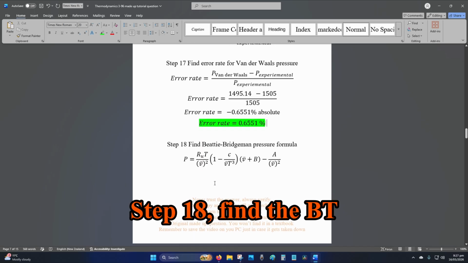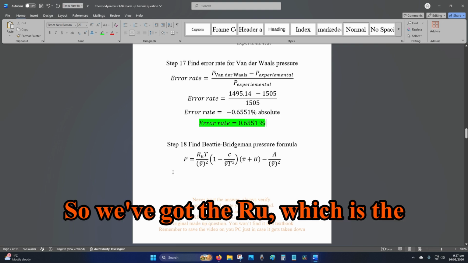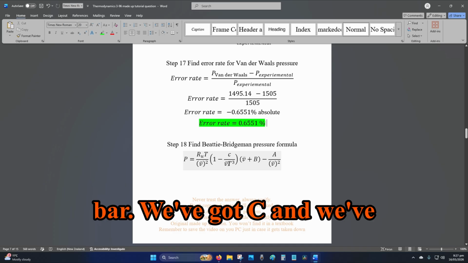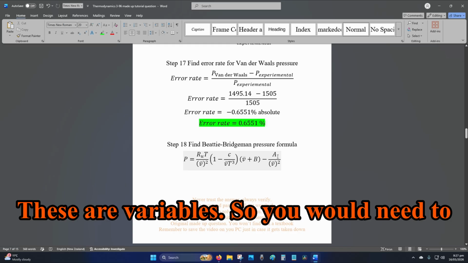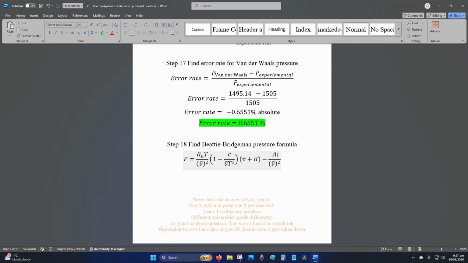Step 18, find the Beattie-Bridgeman pressure formula. So we've got the RU, which is the universal gas constant. And then we got V bar, we've got C, and we've got capital B and capital A. These are variables. So you would need to either Google search these or find them at the back of your textbook.